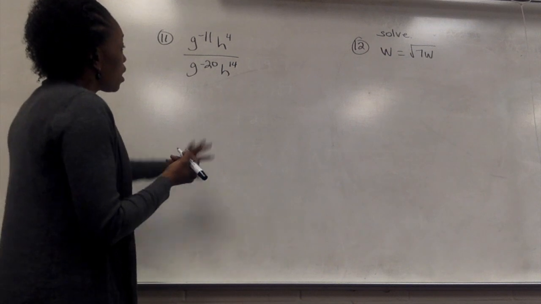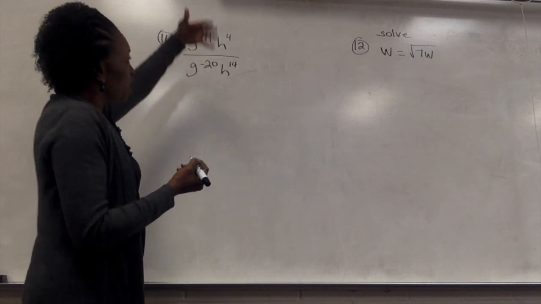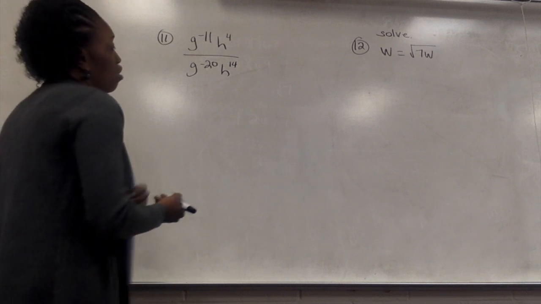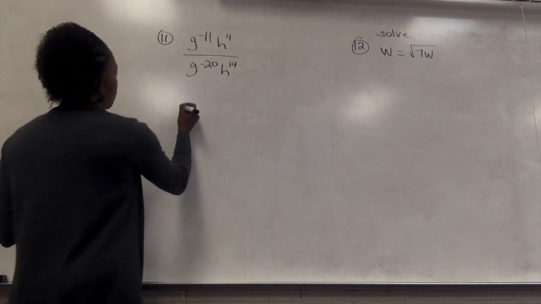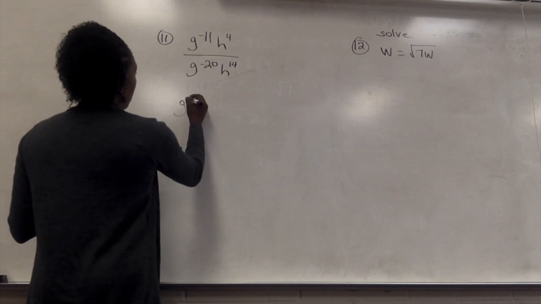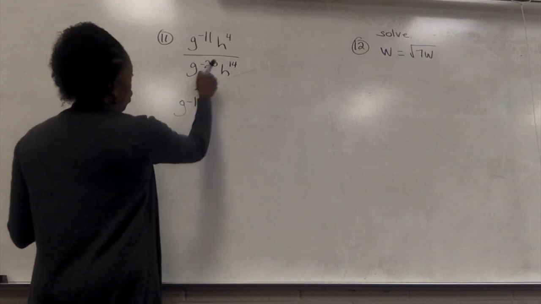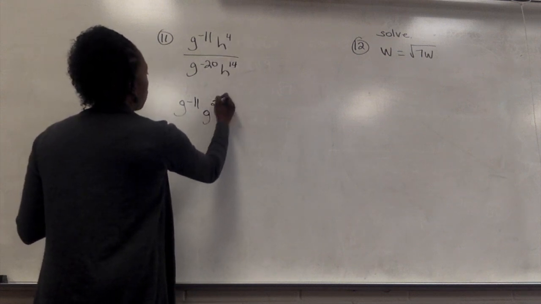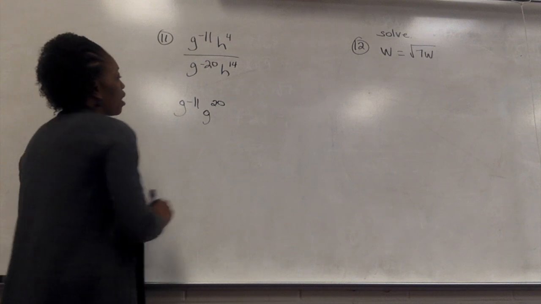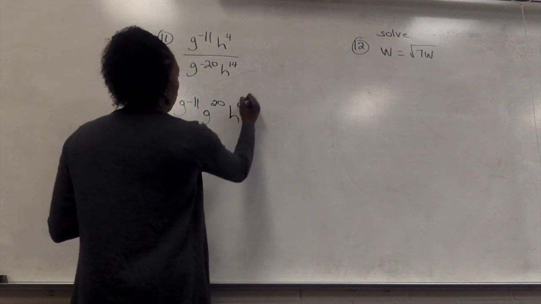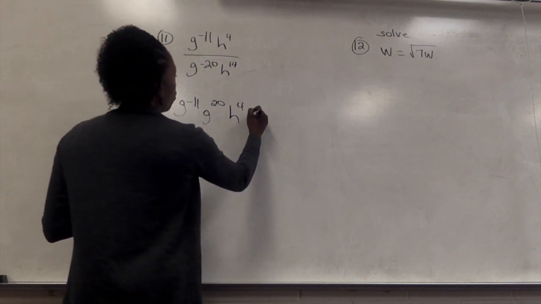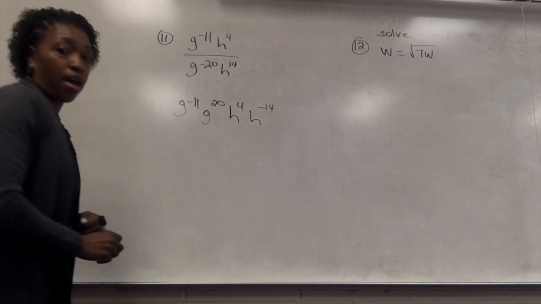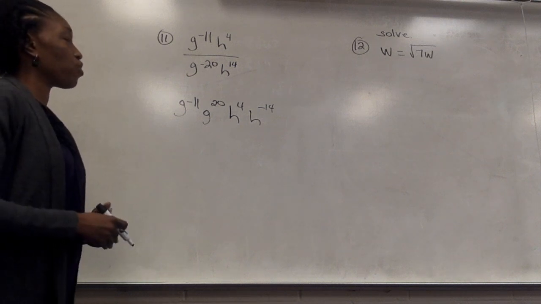Basically what I'm doing is I'm going to move everything to my numerator because then it's easier for me to add. So if I move my g to the negative 20th up to the numerator, it becomes g to the positive 20th. I'm going to bring my h to the 4th back. I'm going to move my h to the positive 14 up to my numerator, so now I have h to the negative 14.